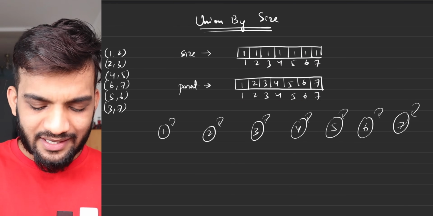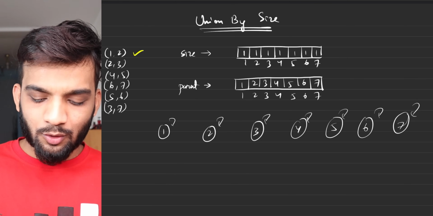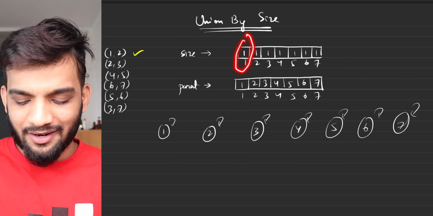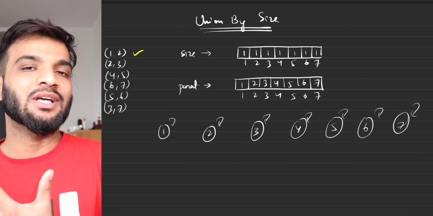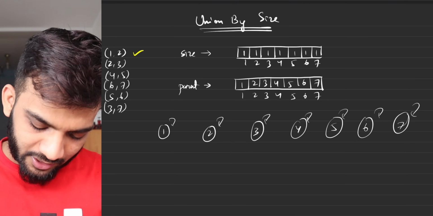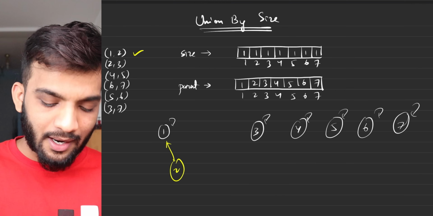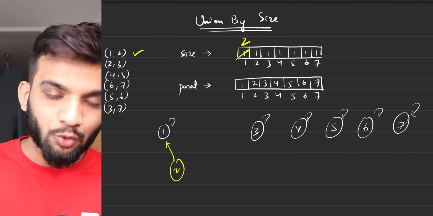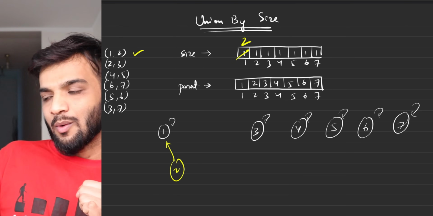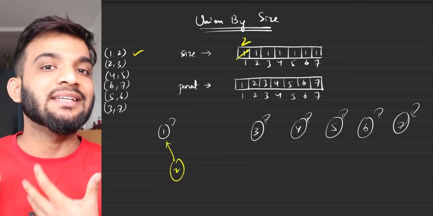Now to start off with, very simple. We say 1 comma 2. We say 1 has a size of 1, 2 also has a size of 1. So both are similar size. So it doesn't matter whom you attach. So I go ahead and attach 2 over here. The moment you attach 2 to 1, the size of 1 will increase to 2 because it took a size of 1, got attached to it, so the size increased by it.